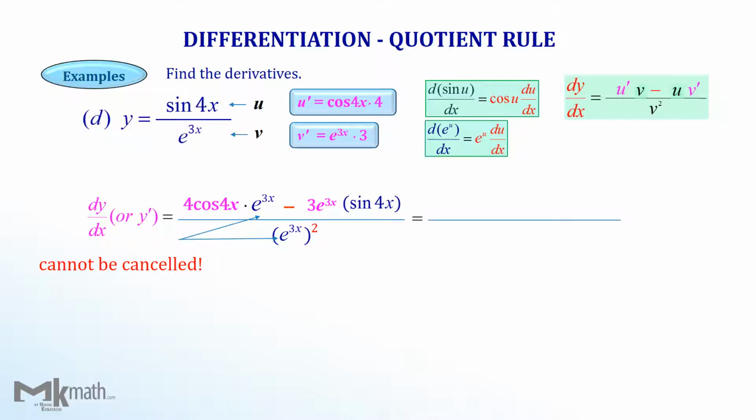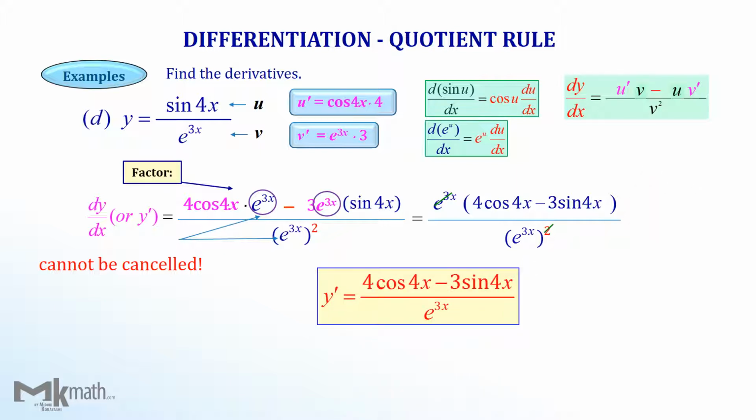Now we can see the common factor on the numerator. Taking the common factor, which is 3x, then we can cancel the 3x to reduce the fraction. So the final answer is shown. Although we could apply the quotient rule for fractions, we should not use it if we can simplify them, like the first example.